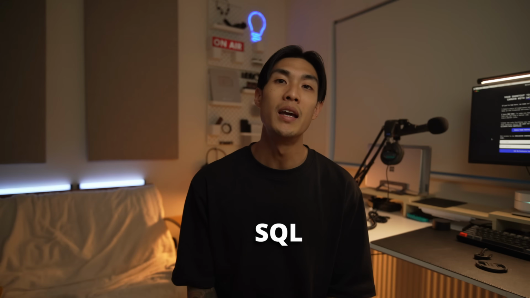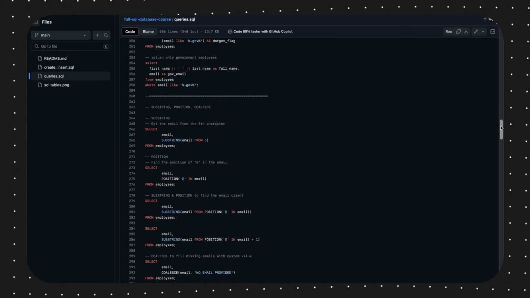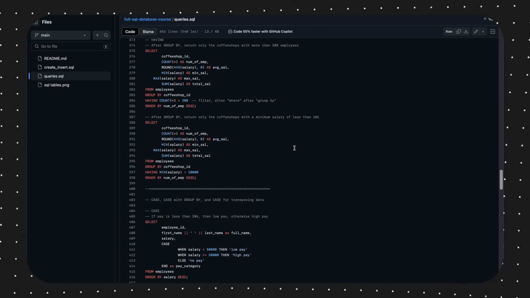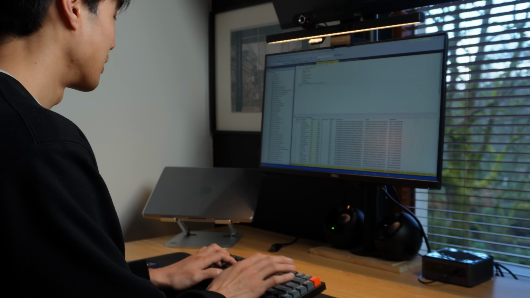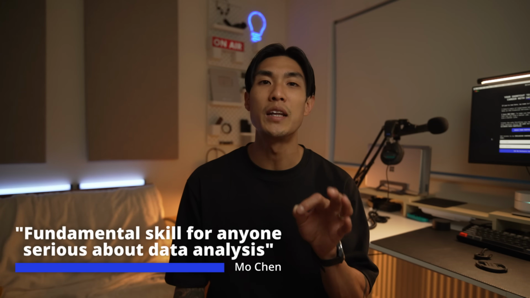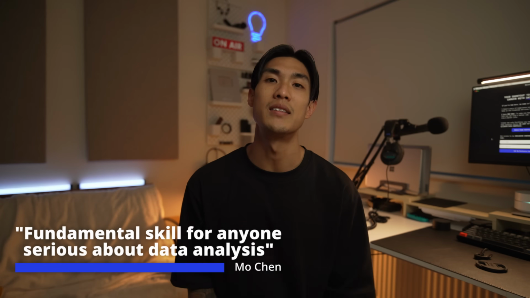Cool, so Excel down, next up, SQL. If you want to be able to deal with databases and query databases, then SQL is non-negotiable. You need to know how to extract data, join tables, filter data, and perform aggregations. SQL, in my opinion, isn't optional. It's a fundamental skill for anyone serious about data analysis.